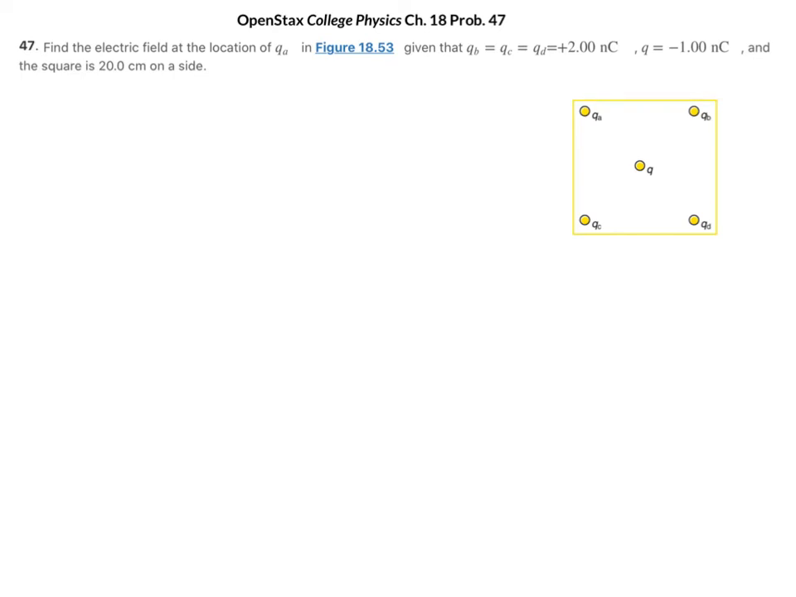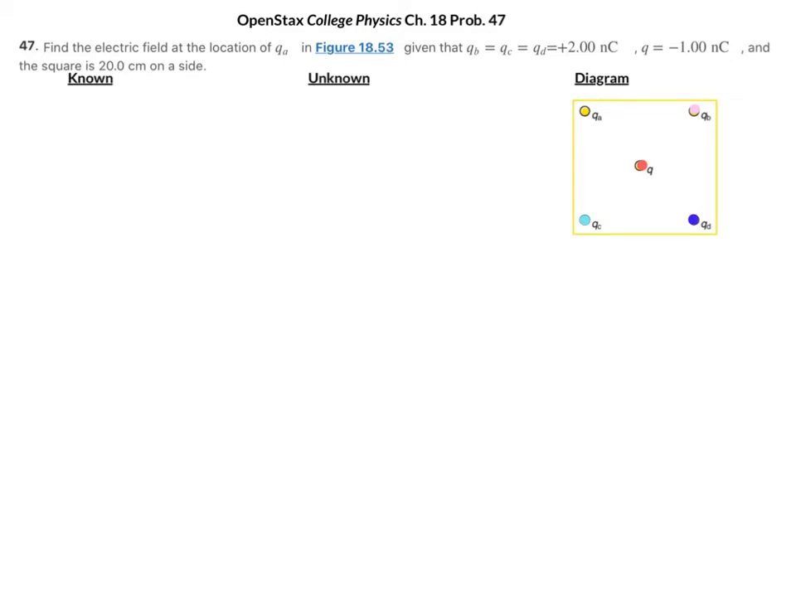Let's look at OpenStax College Physics, Chapter 18, Problem 47. Find the electric field at the location of Q1 in figure 18.53. Given that QB equals QC equals QD is plus 2 nanocoulombs, and Q is negative 1 nanocoulomb, and the square is 20 centimeters on a side.